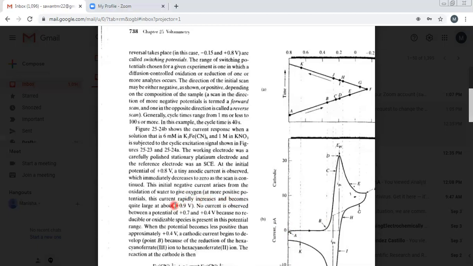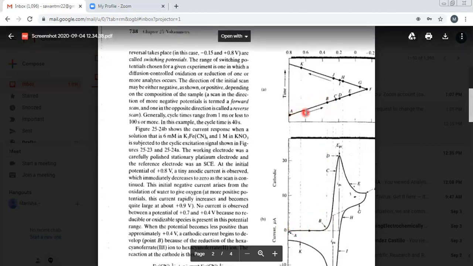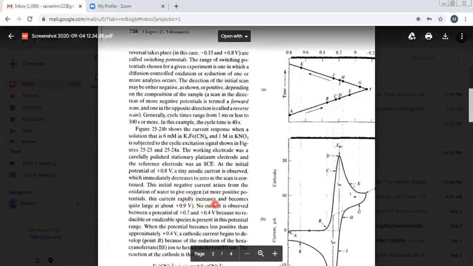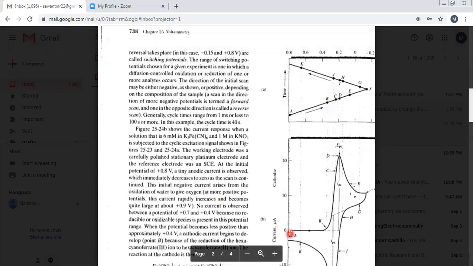At more positive potential, this current rapidly increases and becomes quite large at about plus 0.9 volts. So when we start the scan and go to plus 0.9 volt, it can give a large value of negative current, but we are not going to the larger value. We are not going to this side of the potential. We are going to the other side. We are decreasing the potential in the negative scan. We are not going to plus 0.9 volt. We are coming to lower values: plus 0.8, plus 0.6, plus 0.4, like that, until minus 0.15 volt.